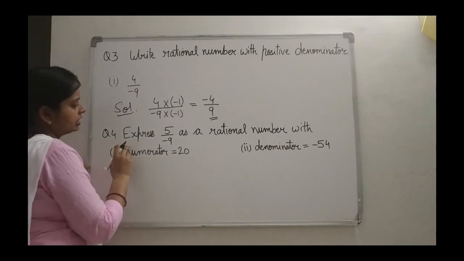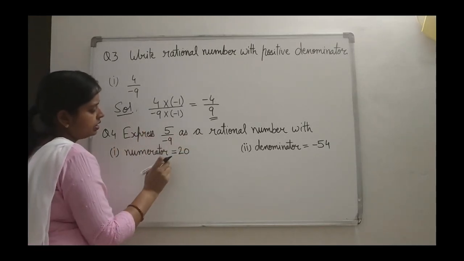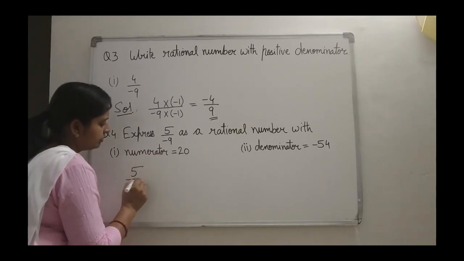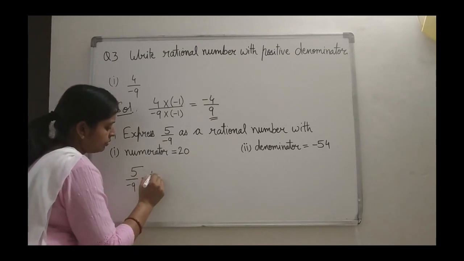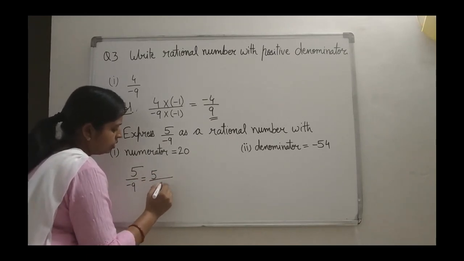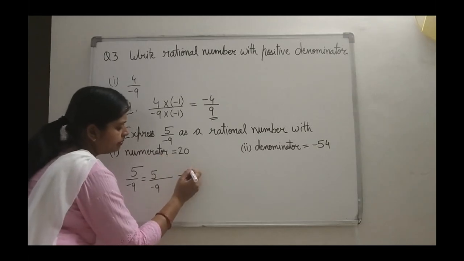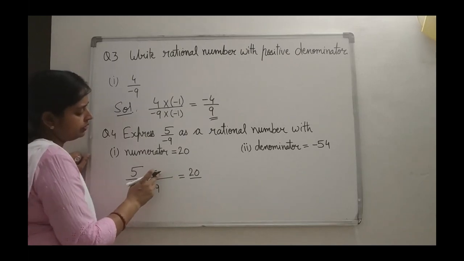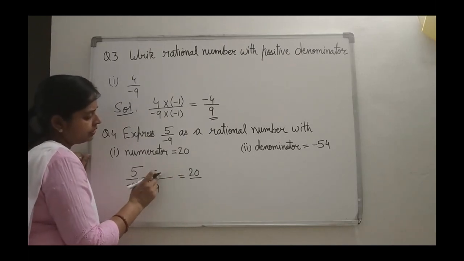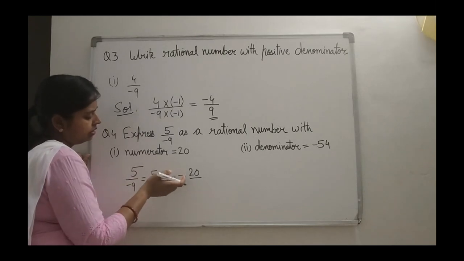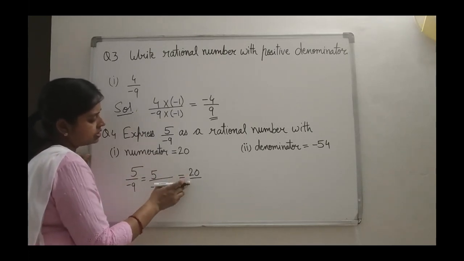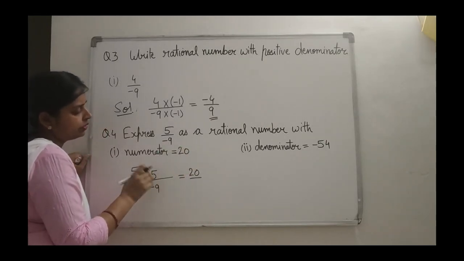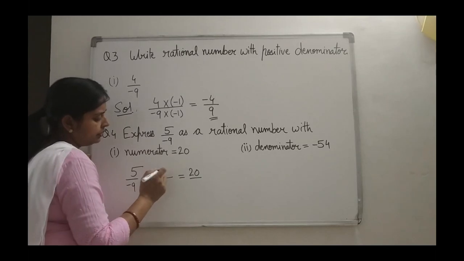Next is: express 5 upon minus 9 as a rational number with numerator 20. So we have the number 5 upon minus 9. We need to do some work over here so that our numerator becomes 20. We have the numerator as 5. What do we need to do to 5 to make it 20? Obviously, we have to multiply, because we have to increase the number. Whenever the number is increasing, we go for multiplication. If the number is decreasing, then we go for division, right? So 5 fours are 20.